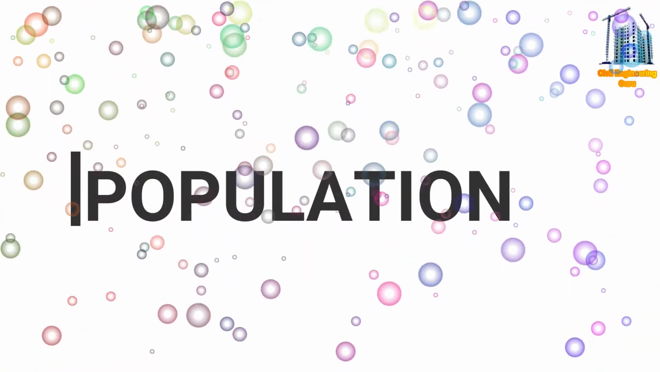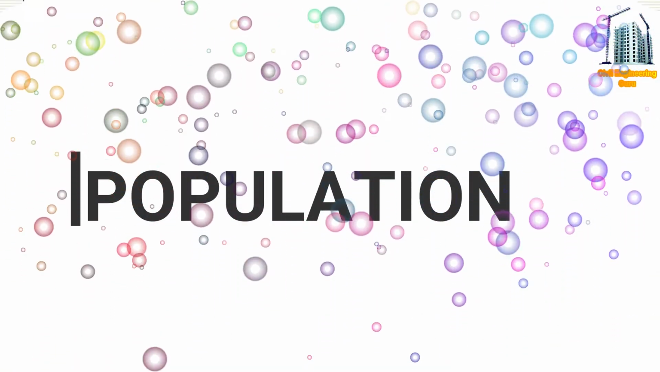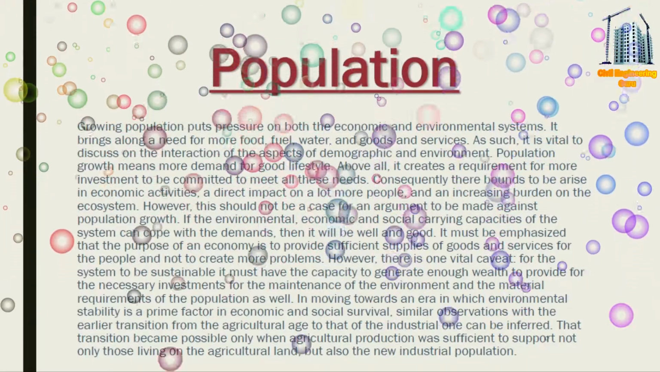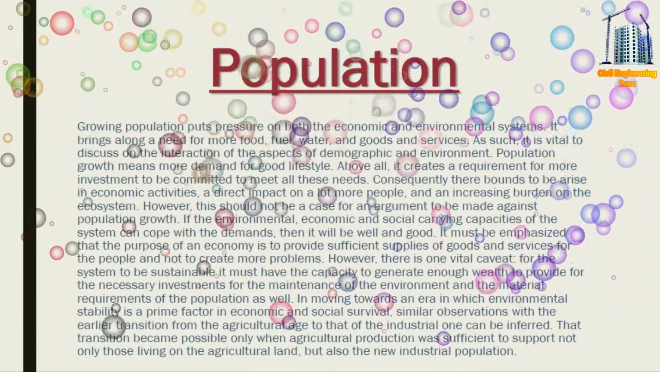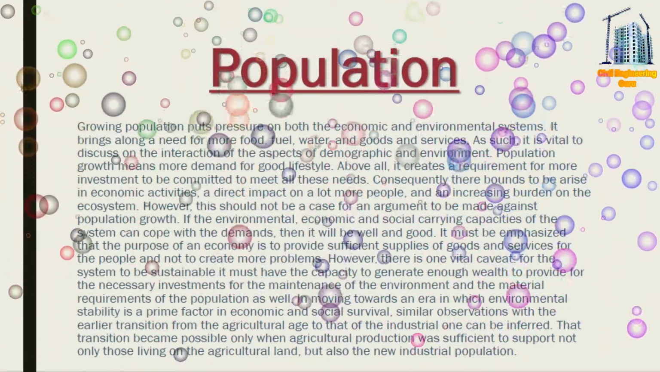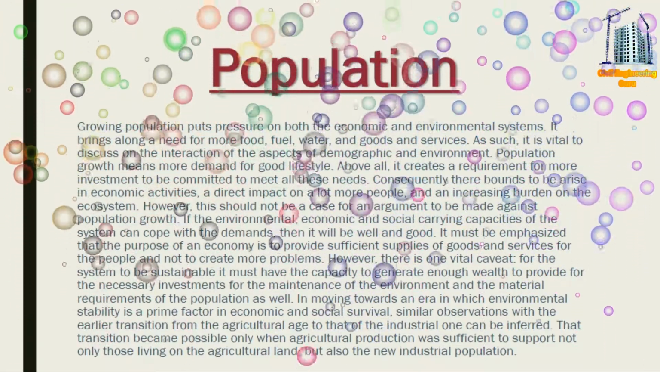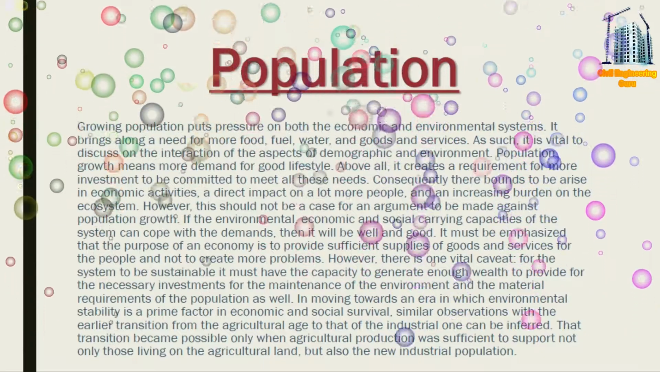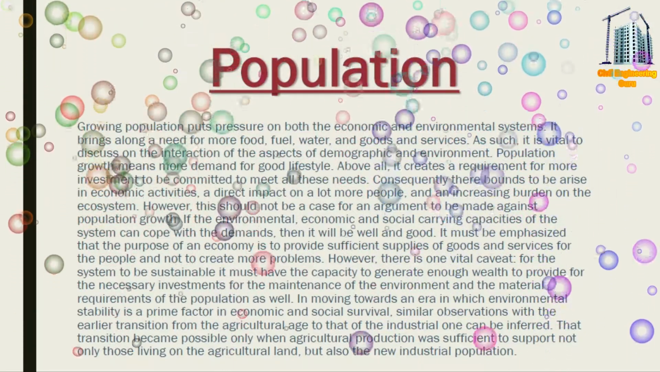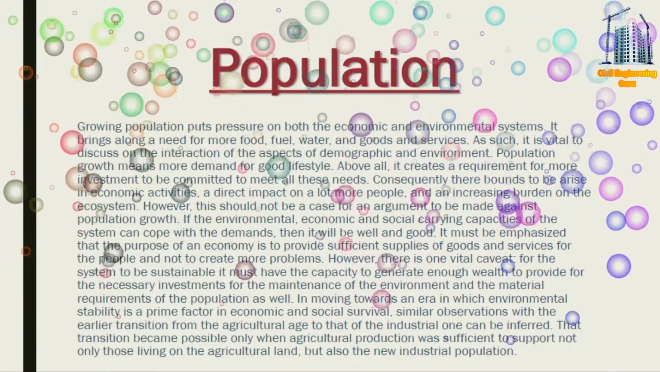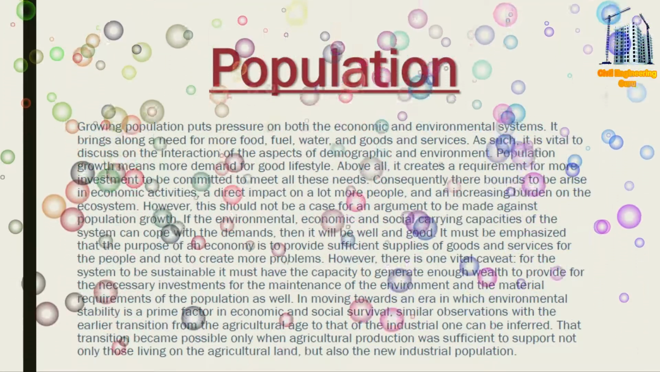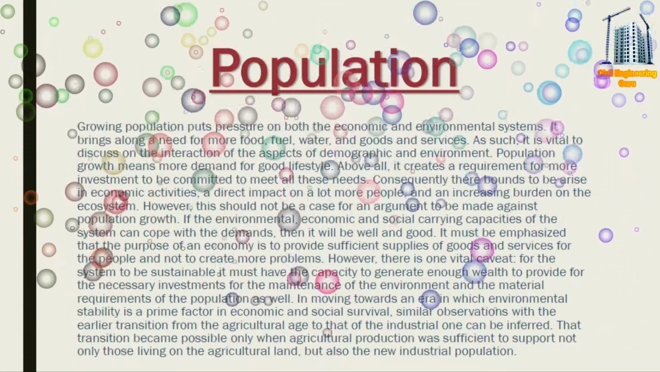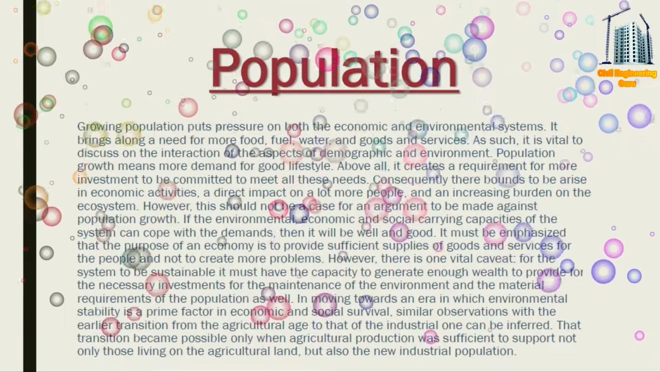Now we discuss population. So, moving toward our topic: growing population puts pressure on both the economic and environmental systems. It brings along a need for more food, fuel, water, and goods and services. As such, it is vital to discuss the interaction of the aspects of demographics and environment. Population growth means more demand for a good lifestyle. Above all, it creates a requirement for more investment to be committed to meet all these needs.